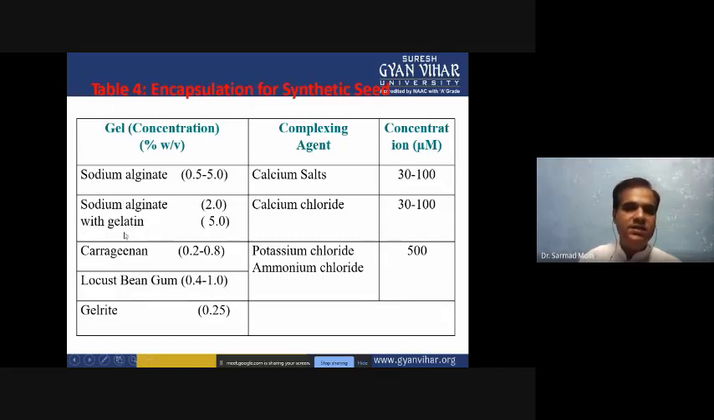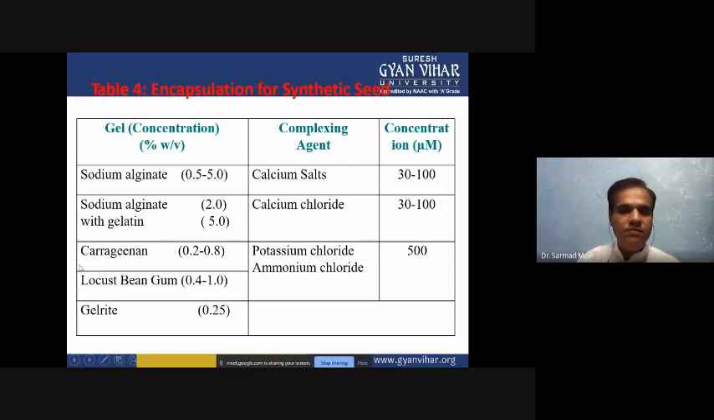Then carrageenan is another hydrogel solution we can produce, and 0.2 to 0.8% weight by volume can be taken. Potassium chloride and ammonium chloride can be used as complexing agents, and the ultimate concentration of the ion will be 500 millimolar.